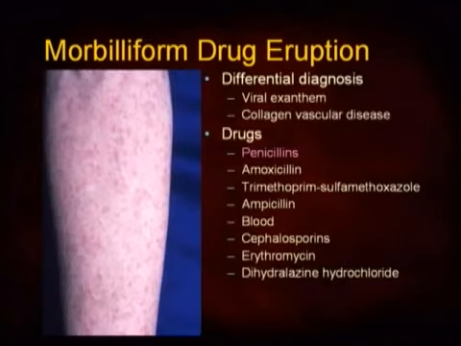So here again, a morbilliform drug eruption. Other things to think about when you see an eruption like this: a viral exanthem can be indistinguishable, and also collagen vascular disease, so things like lupus or dermatomyositis can sometimes present with a nonspecific morbilliform type of eruption. Medications are common perpetrators for morbilliform drug eruptions, and penicillins definitely are at the top of the list here.